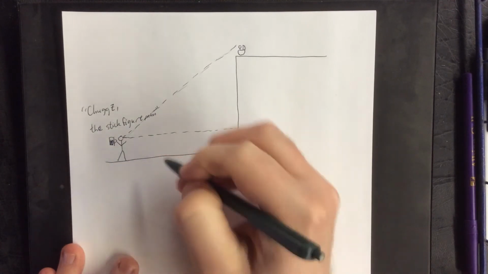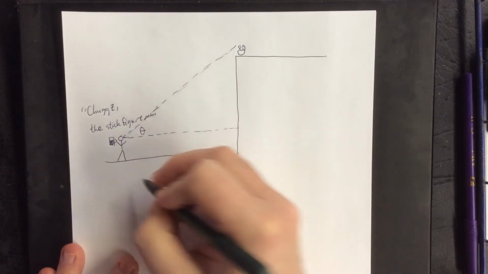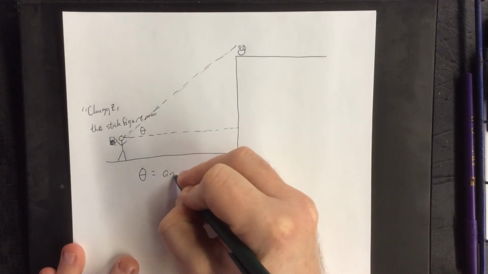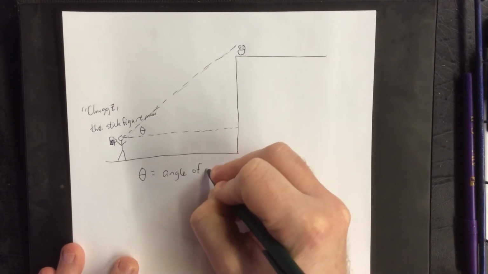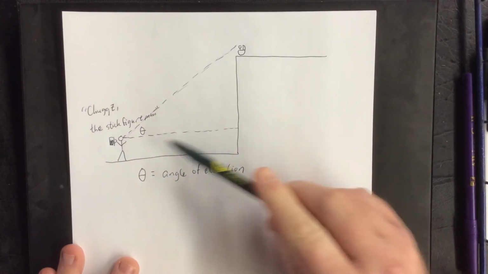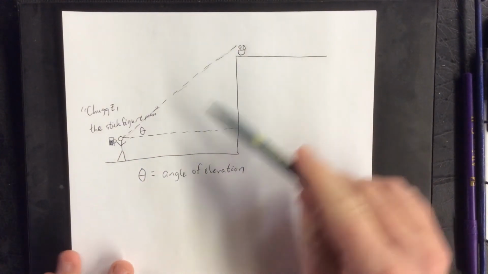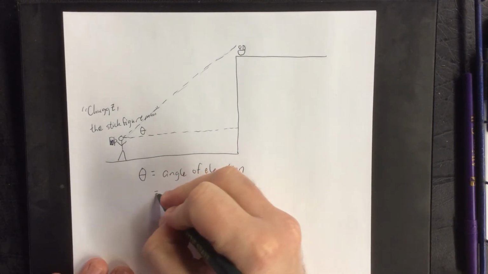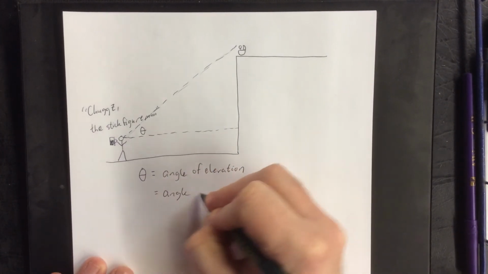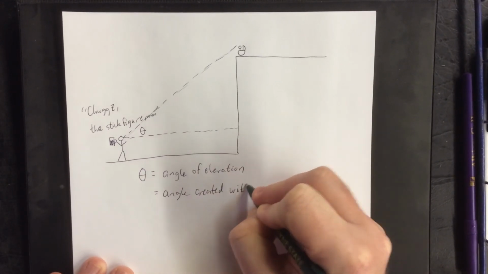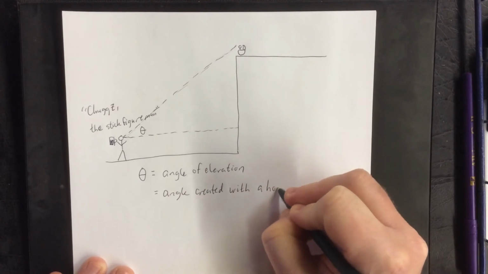Now, the way that this relates to what we're doing here is Chugs the Stick Figure Man's line of sight creates a certain angle with the horizontal. That angle that's created with the horizontal is known as an angle of elevation. So anytime you have a sight looking up at something, we refer to the angle that's created with the horizontal as the angle of elevation.